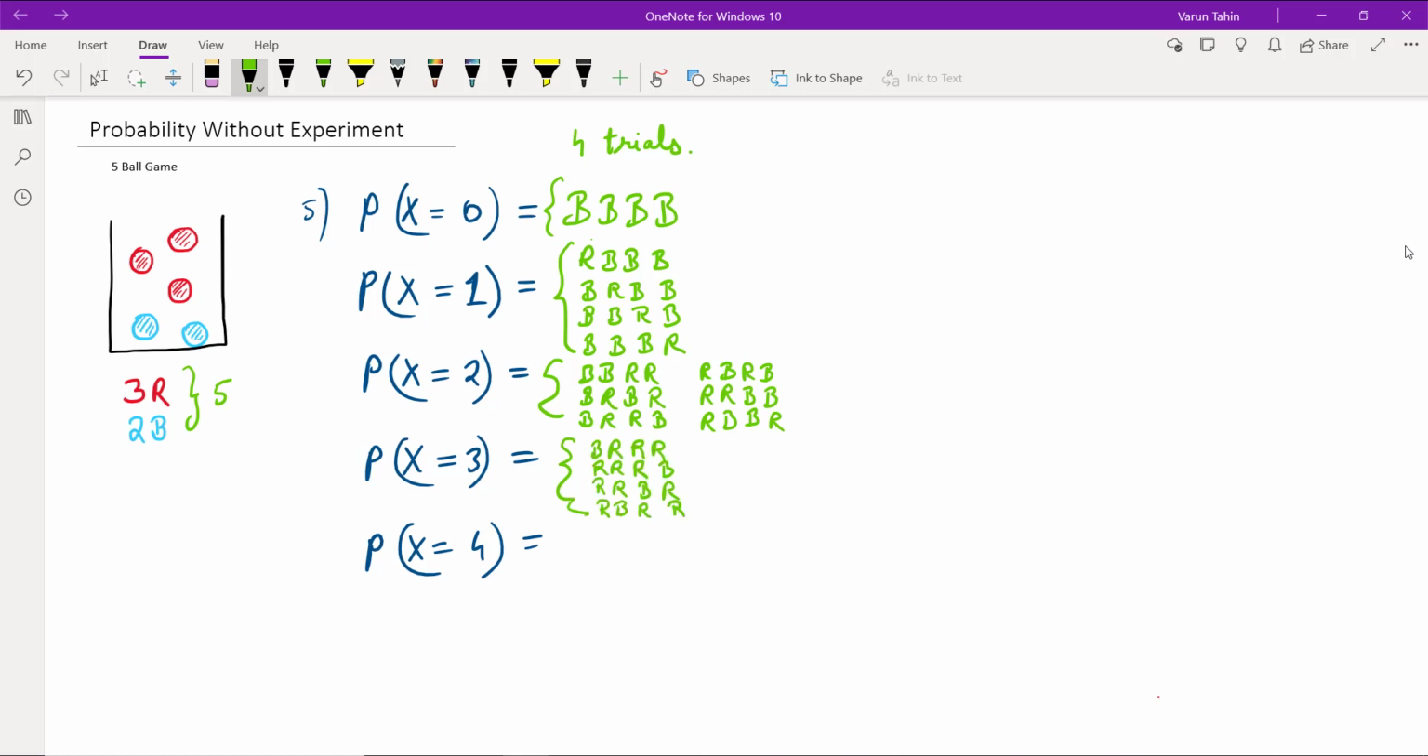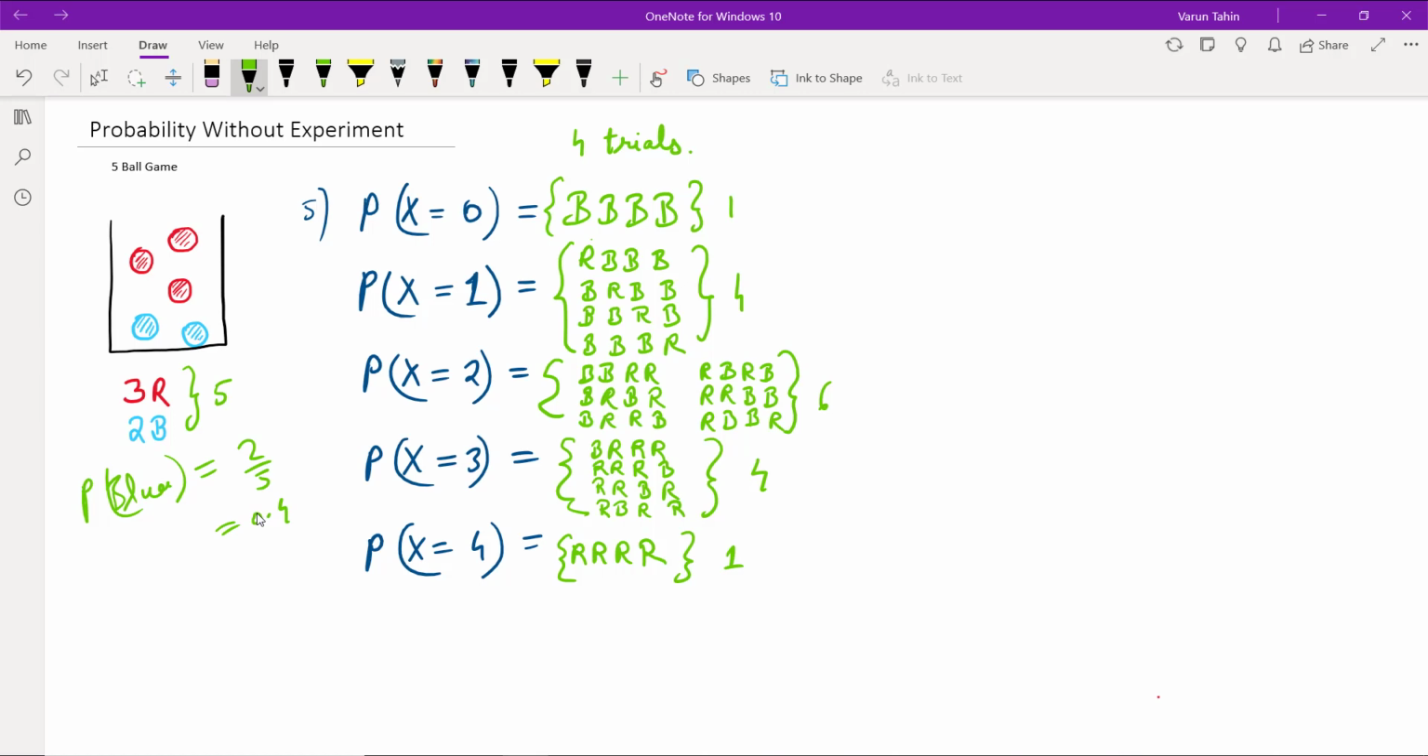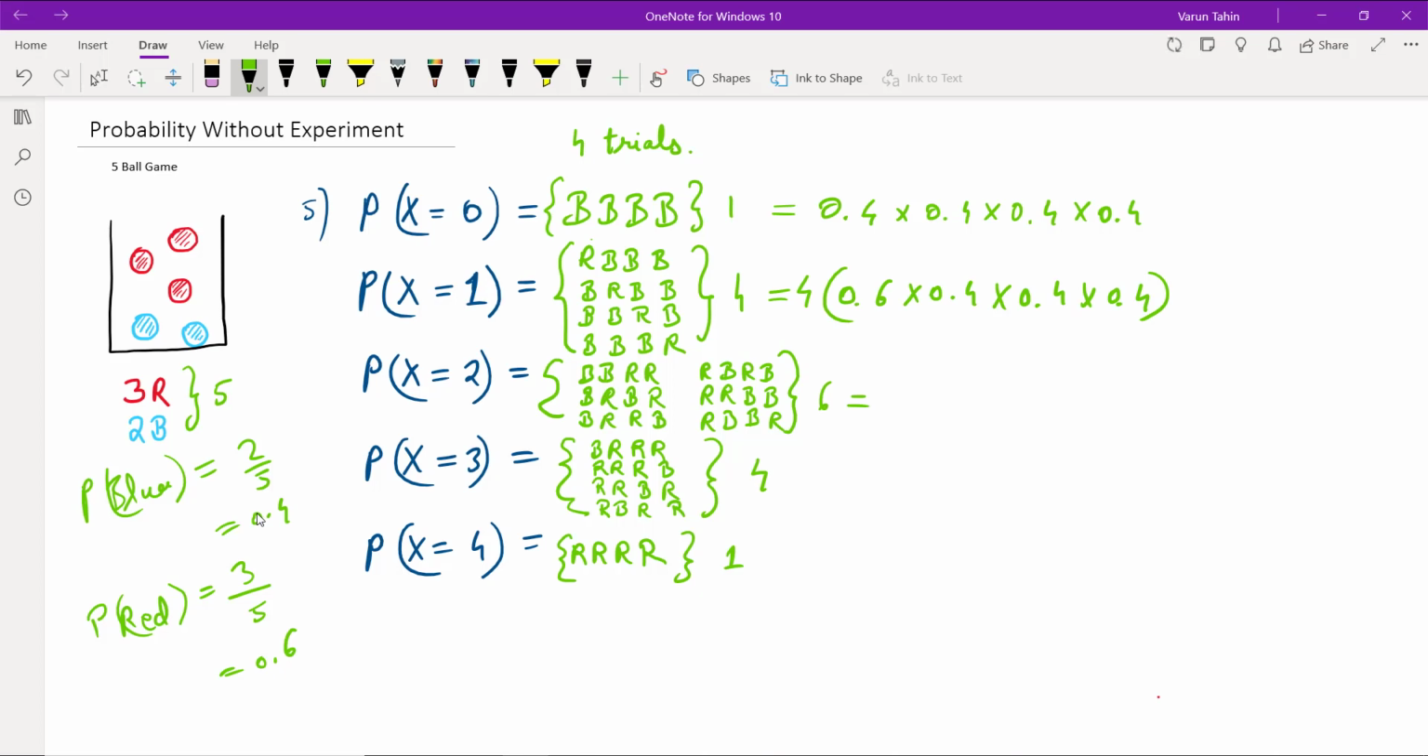And for x equals 4, there will be only one possible combination, which is red, red, red and red. Now as we saw, the probability of getting a blue ball is 2 by 5, which is 0.4, and the probability of getting a red ball is 3 by 5, which is 0.6. We will substitute these values here. So the probability of getting a blue is 0.4. Then the probability of getting one red ball is, and likewise we can calculate for the others.